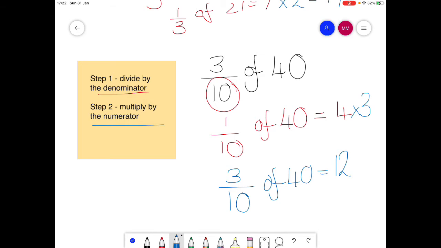So that's your steps today, boys and girls. To find non-unit fractions of an amount, we have to divide by the denominator to find how many equal parts it's split up into, and then we have to multiply by the numerator.